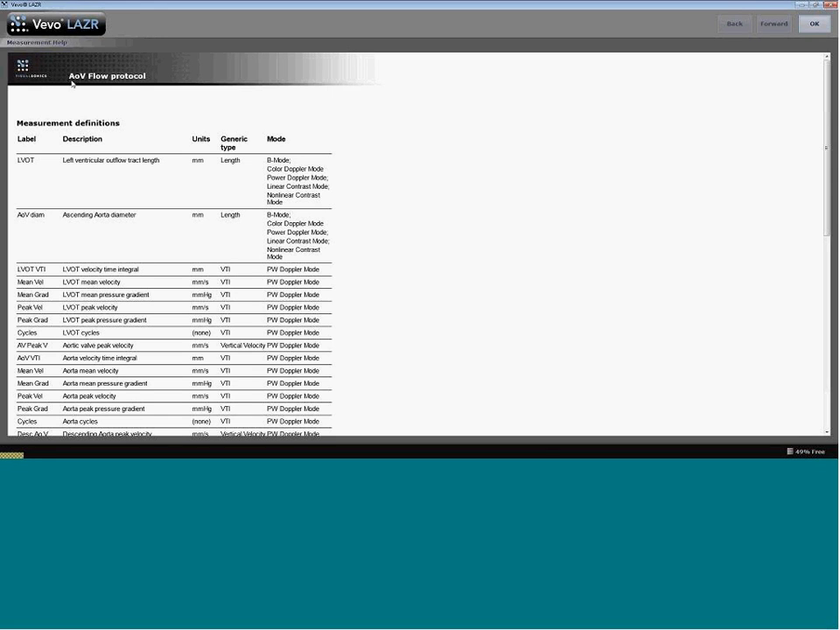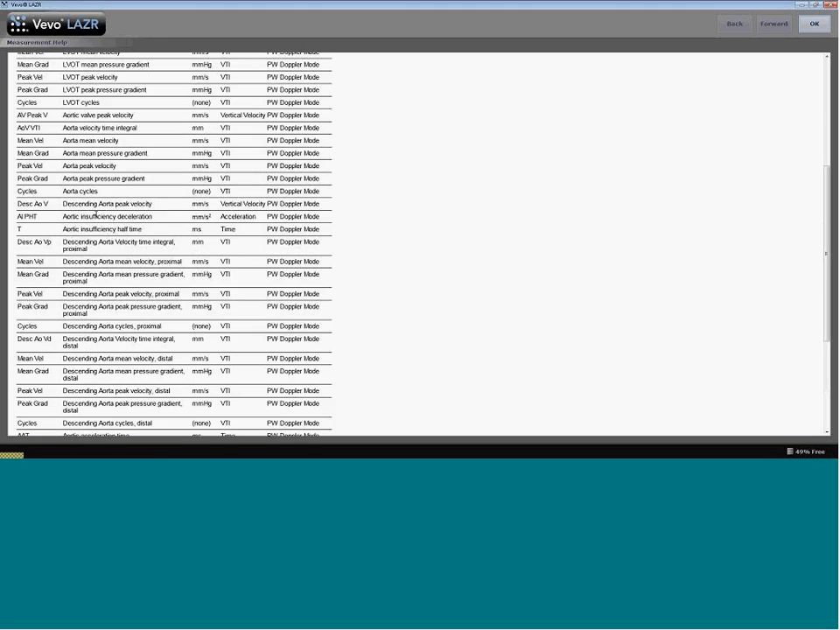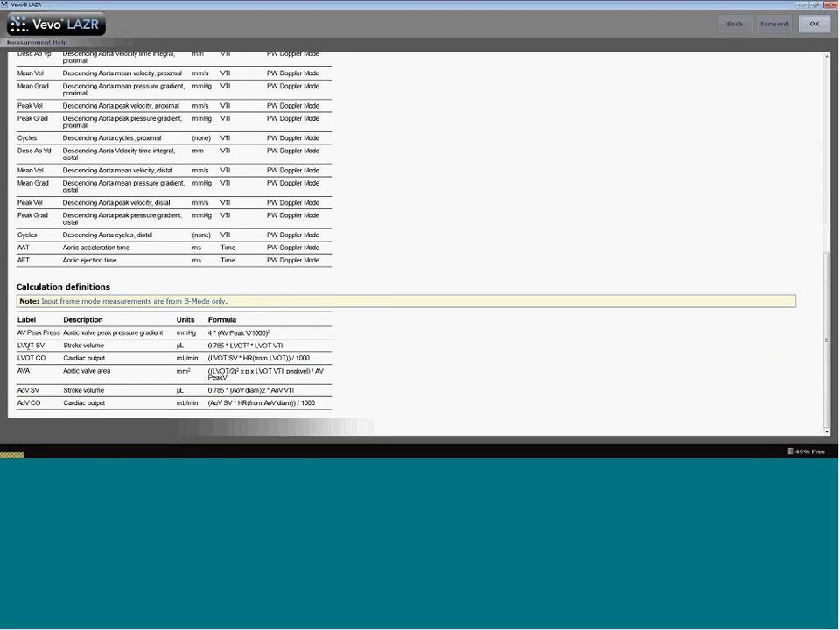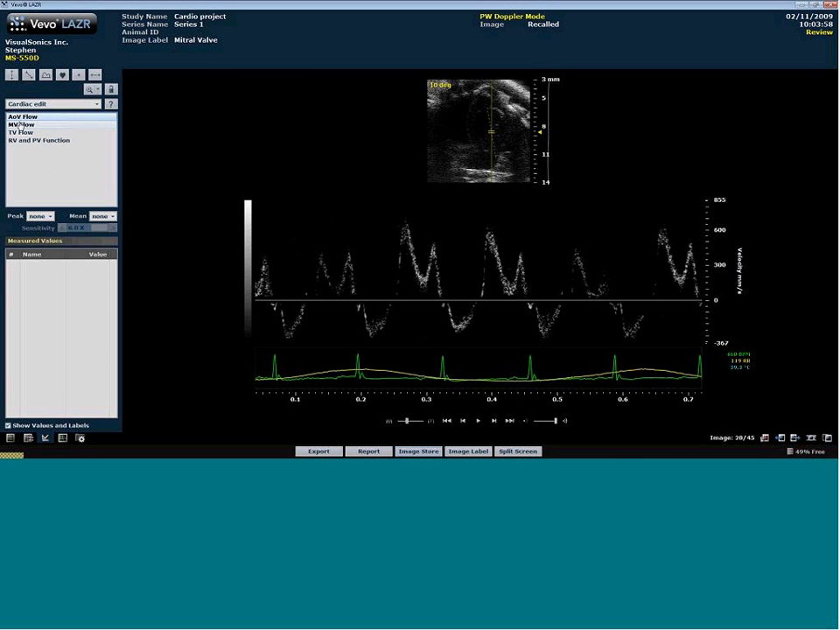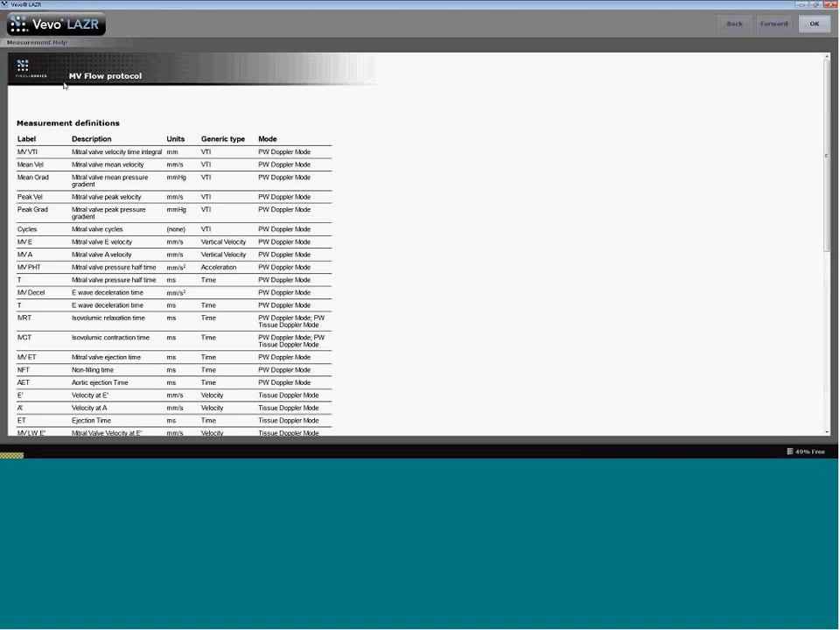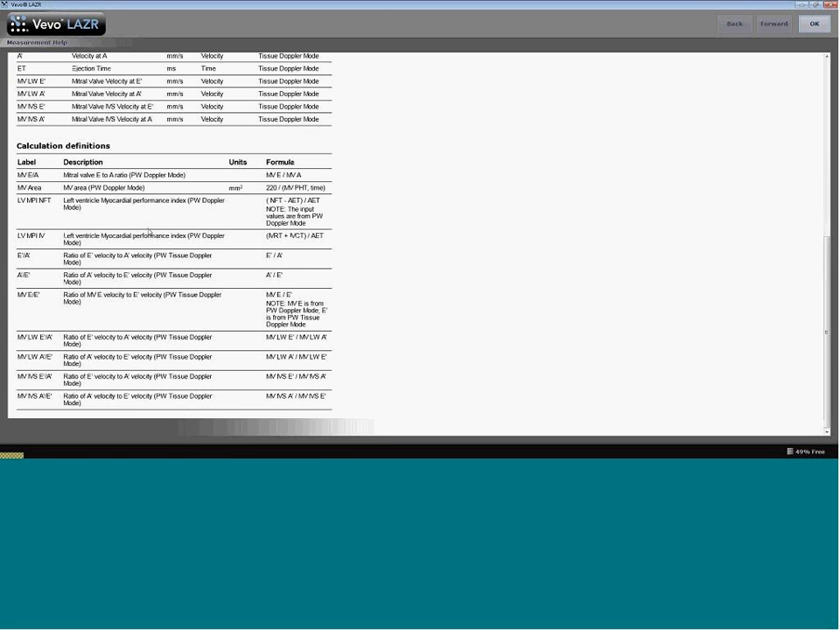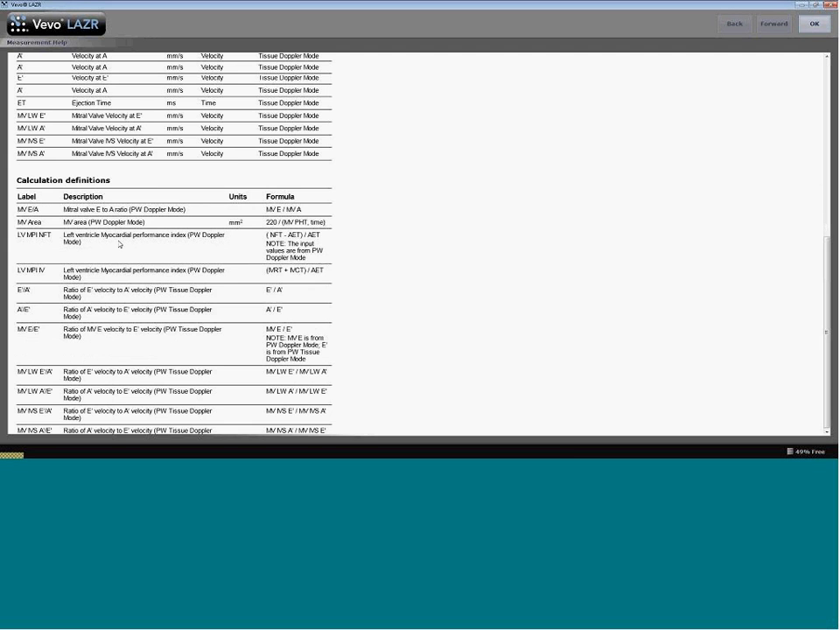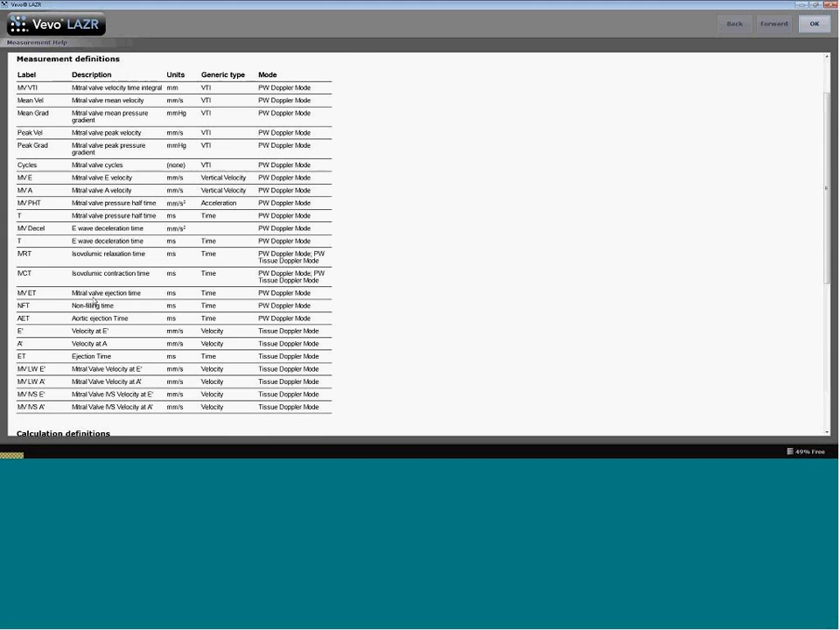Now, with the help for the AE flow protocol, which is the one that I selected, all of the measurement acronyms are defined, and all of the calculations which will be derived from those measurements are defined. If I go back to the image and select M flow, mitral valve flow, go to the help. Now we got help for the mitral valve. Again, all of the acronyms and all of the calculations which are subsequently derived from those.